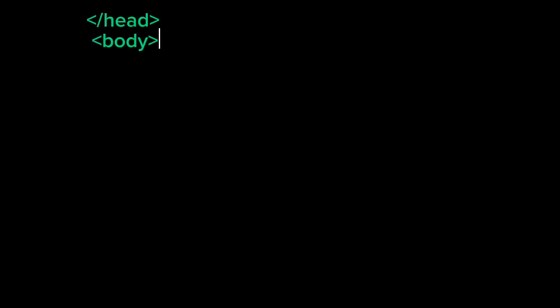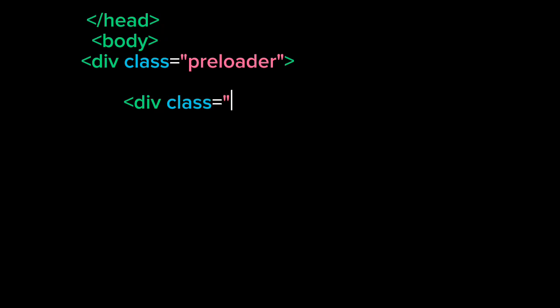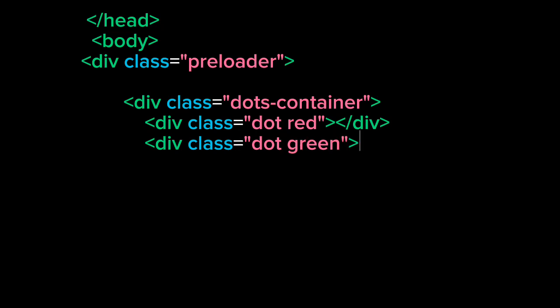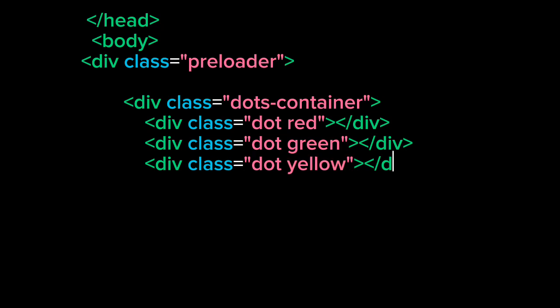First, let's examine the HTML structure that forms the foundation of our preloader animation. We begin with a div element with the class preloader. This container div serves as the overall frame for our preloader. Inside the container div, we have a div element with the class preloader text. This element holds the text that accompanies our preloader animation, such as loading or please wait.